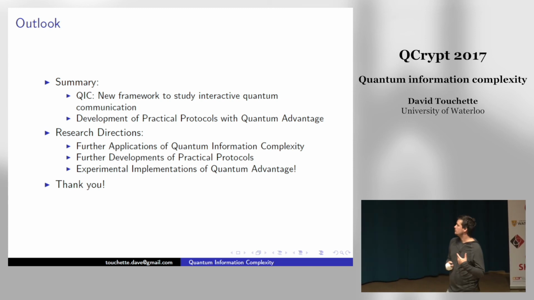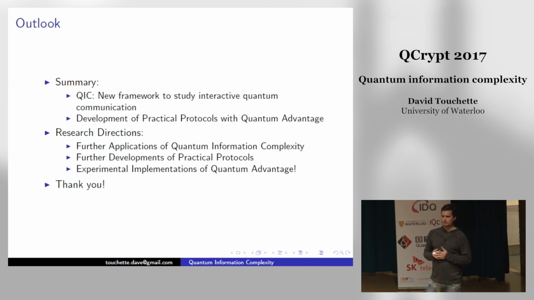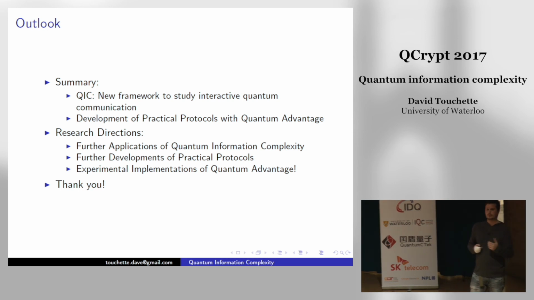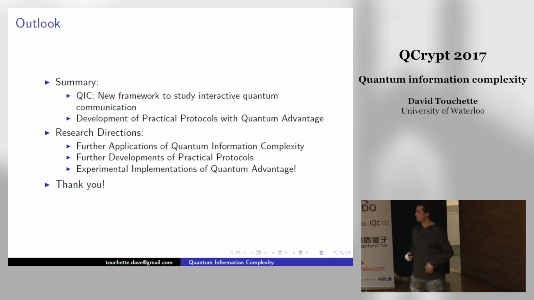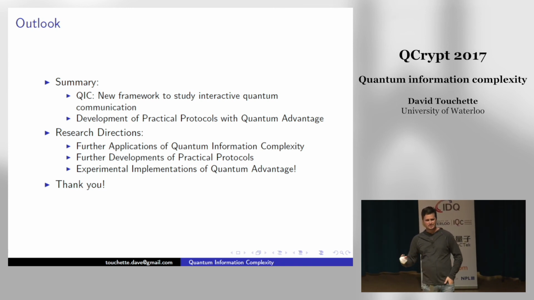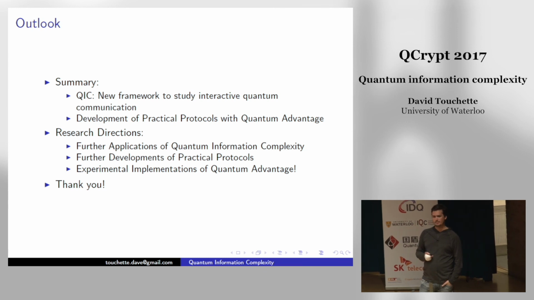We discussed both a theoretical framework for quantum information complexity, as well as some possibilities for practical implementation of quantum advantage in this setting. And there are a lot of very interesting research directions in this area, both on the theory side, on the application side, and as well as for possibly experimental implementation of such quantum advantages. Thank you very much.